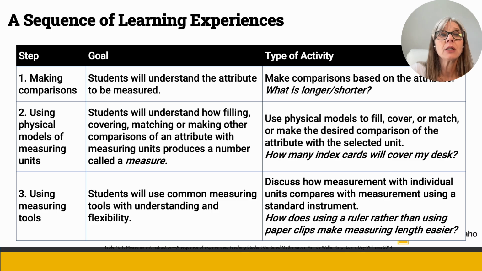Next, students use physical models of measuring units, such as using packing peanuts for finding volume or using index cards to measure the area of a desk. Again, students are experiencing what it means to find a measure of the attribute without adding the confusion of how to use a standard tool. Lastly, once students have the meaning of the attribute, we can introduce measuring tools. If a student has developed an idea about measuring using models, they will likely understand how a standard tool measures. We will explore this learning sequence in the next couple of slides.